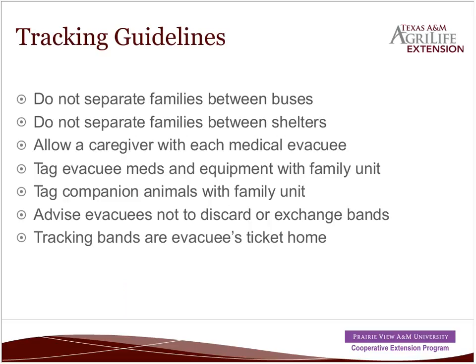For medical evacuees, they are allowed to have one family caregiver accompany them, or a caregiver accompany them. They may or may not be a family member. They may have private caregivers. Each evacuee's equipment and their medication is tagged with them and with their family unit. Companion animals are tagged with their family unit so that we make sure that they're not separated.